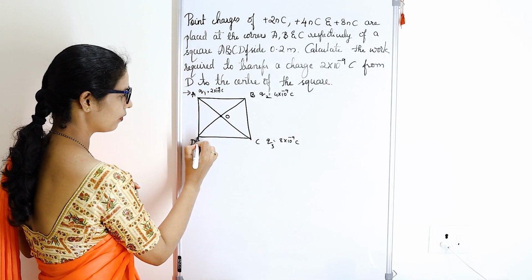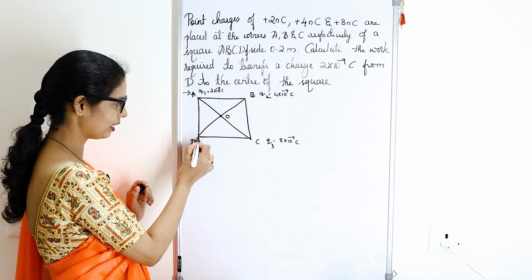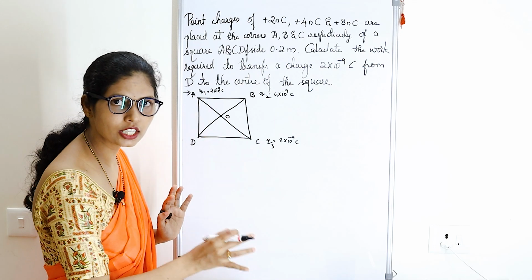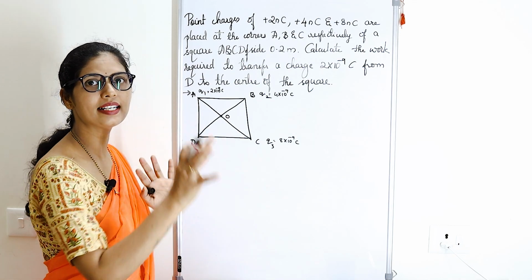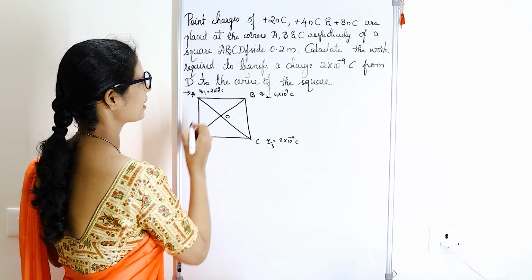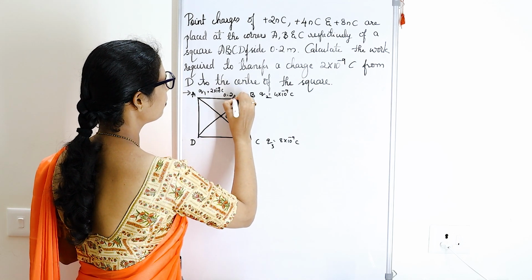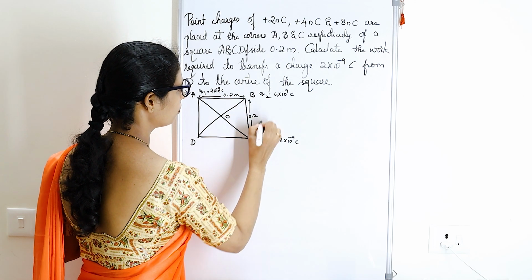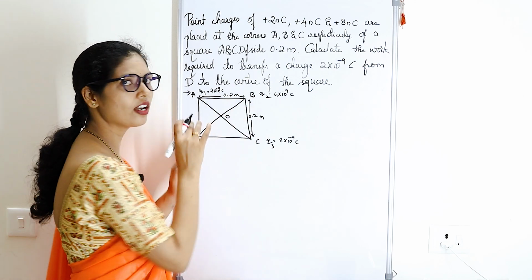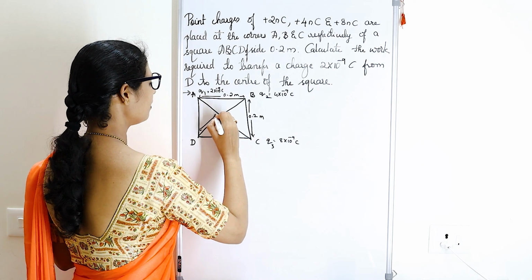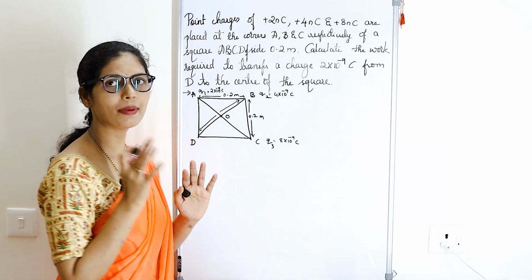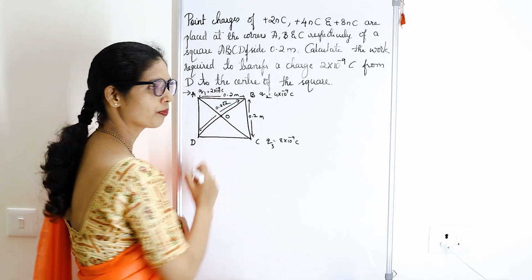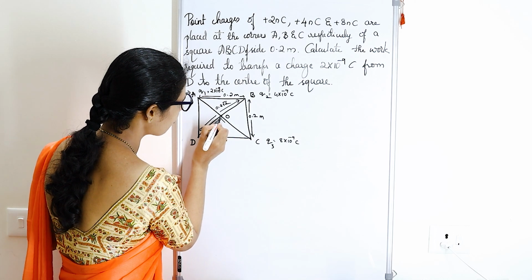Between point D and point O, first find out the total electric potential at O and the total electric potential at D. They have given the sides. The sides are 0.2 meter. We don't know the value for the diagonal. When you apply Pythagoras theorem, you will get the diagonal value 0.2 root 2.